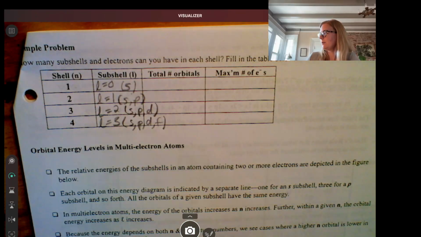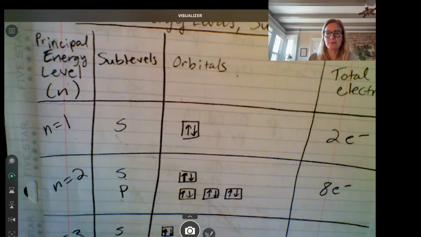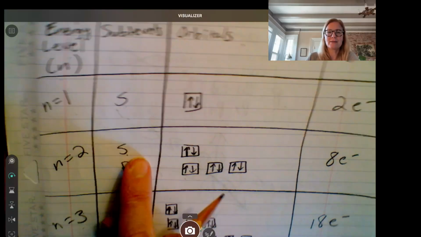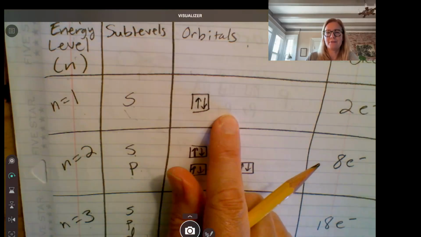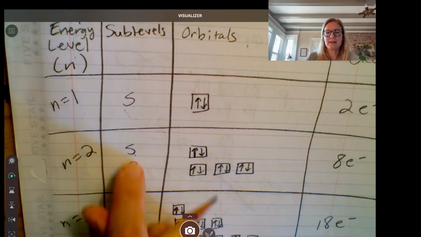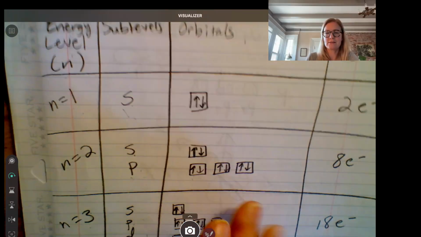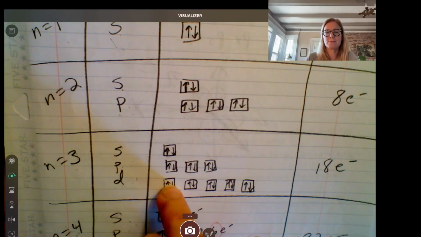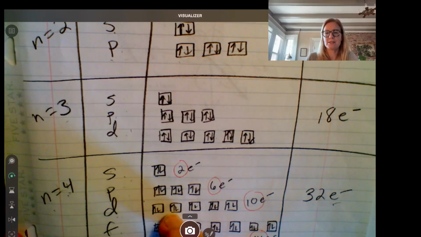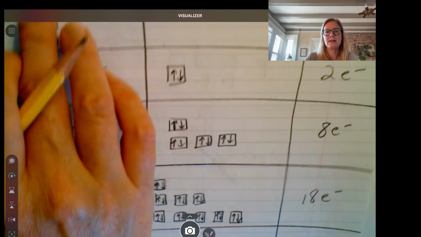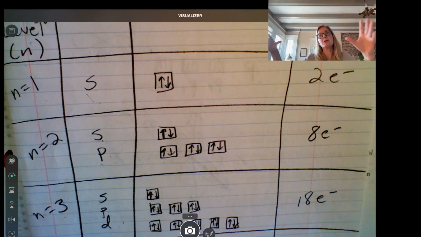Okay? I like the way I drew it here better. So I just think you can see it more clearly. First energy level, you just have S. Second energy level, you have S and P. Third energy level, you have S, P, D. Fourth energy level, you have S, P, D and F. So you can see the principal energy levels are getting bigger and bigger as you get further and further from the nucleus. They can hold more and more electrons, okay?